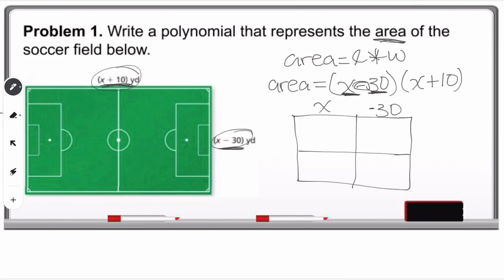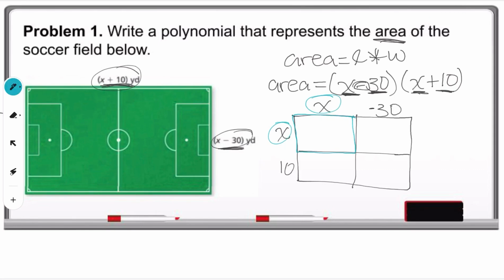Then on the outside of the left-hand side of my boxes, I'm going to write the terms for my second binomial. The first term of my second binomial, which is x, goes right here at the top on the left-hand side. And the second term, which is 10, goes right here on the bottom on the left-hand side. So again, like I said yesterday, we fill in each box with the product of the terms that are directly outside of the box. So this top left-hand side, I'm going to fill it in with the product of this x and this x because they are directly outside of the box.